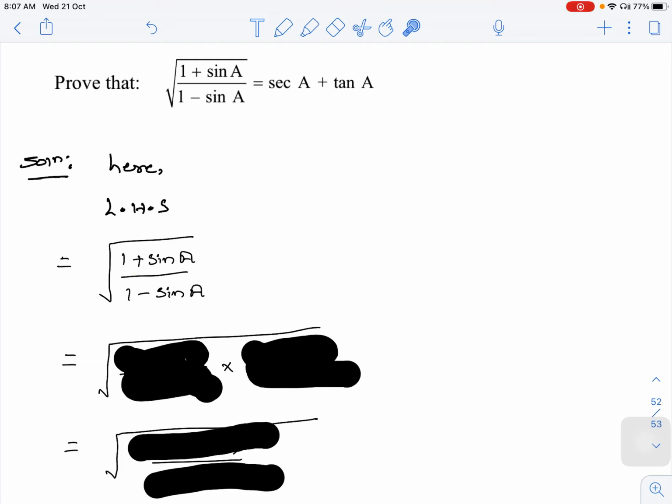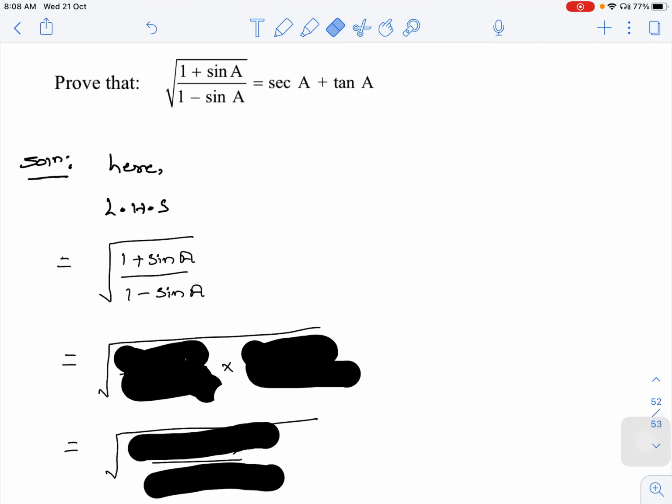Now here what we will do, we have learned a topic that is rationalizing the denominator. In the first chapter we have learned, and in the previous class also we have learned. So that property we are going to use over here. For rationalizing the denominator, here it is 1 minus sine a, so we will multiply it by 1 plus sine a.